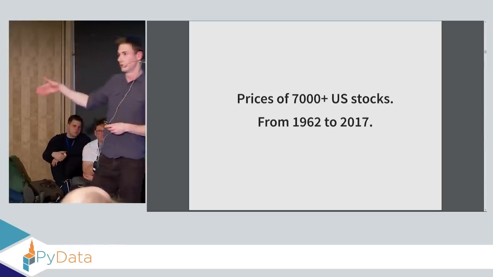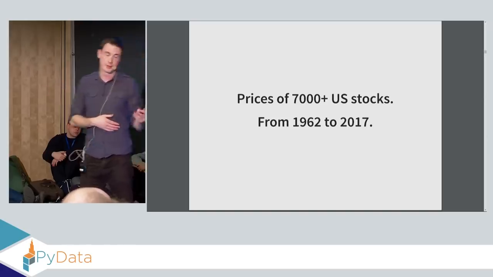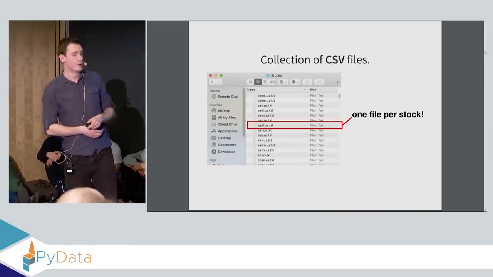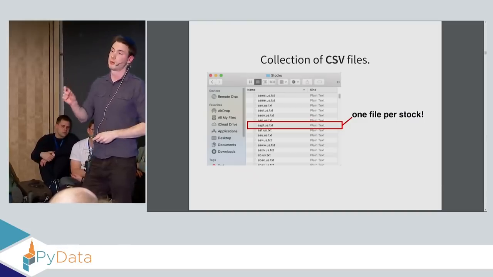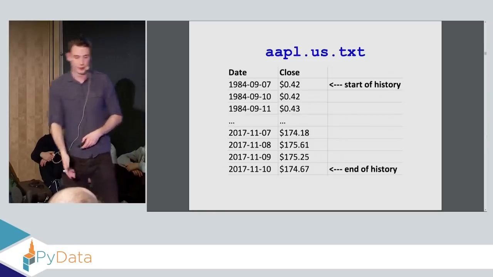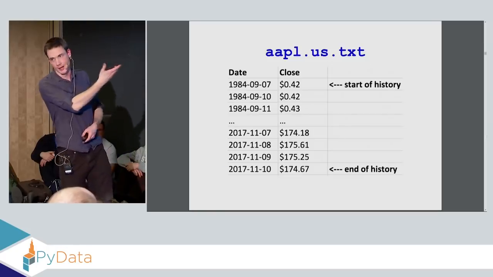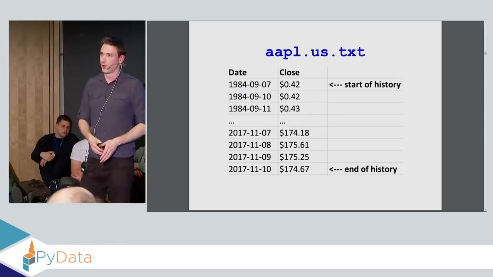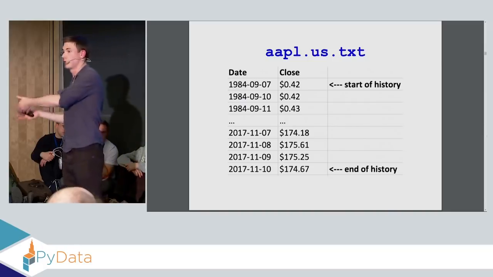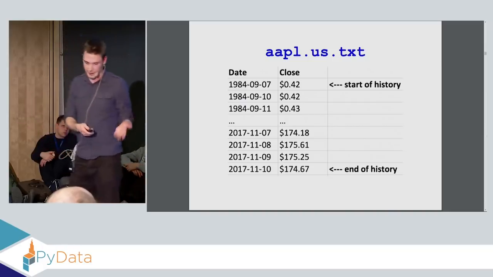This is pricing data for these stocks every day from 1962 to 2017. This data set is just a collection of CSV files where each CSV file represents the full pricing history of a single stock. So one of these files, for example, the one for Apple, AAPL, contains 2 columns, the date, and then close, which is the price of that stock at the close of the market on that date.